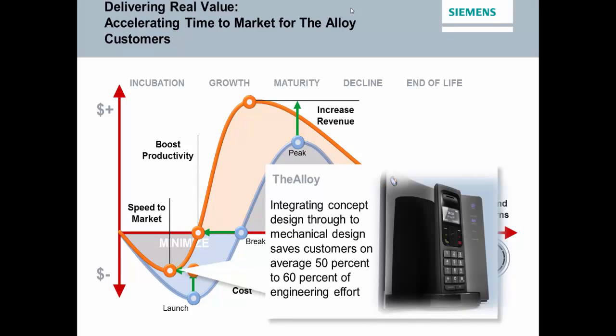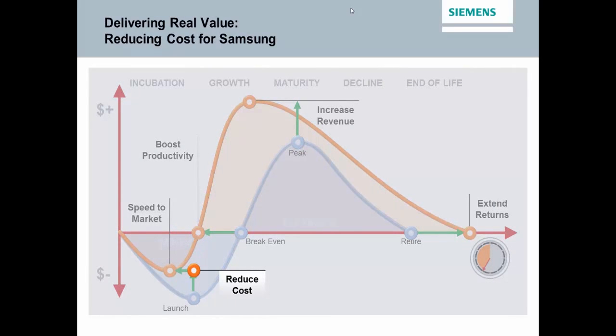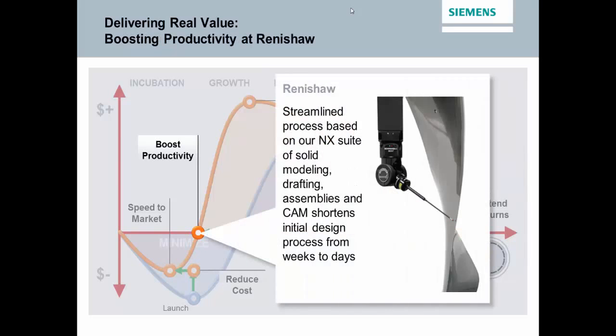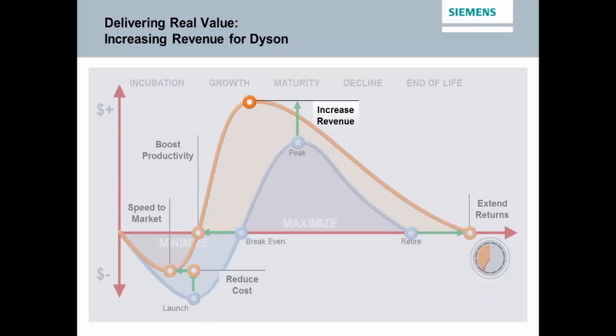The Alloy company, that's the company that designs the thermal camera you've been seeing in the demonstration so far, saw a 50 to 60% increase in what they were able to accomplish through their engineering efforts by implementing NX. By reducing cost, Samsung Electronics built 30% fewer prototypes and 50% fewer errors in their development, and were able to limit their development times by as much as 30% so they could get their products to market sooner. Renishaw were able to streamline their entire process by implementing NX with our CAM solutions as well, and saw processes go from weeks to days.